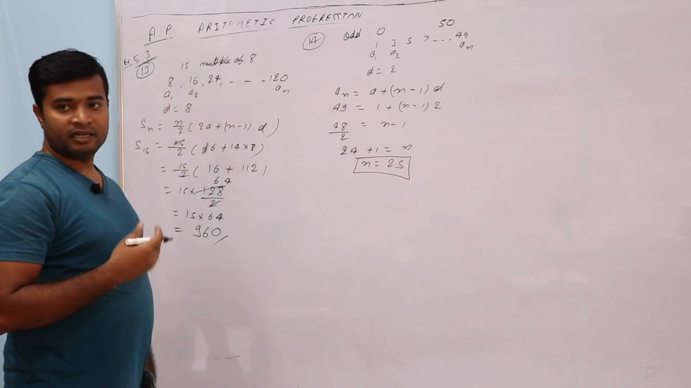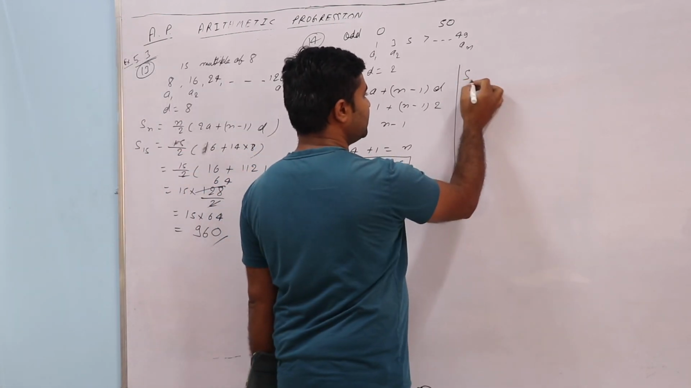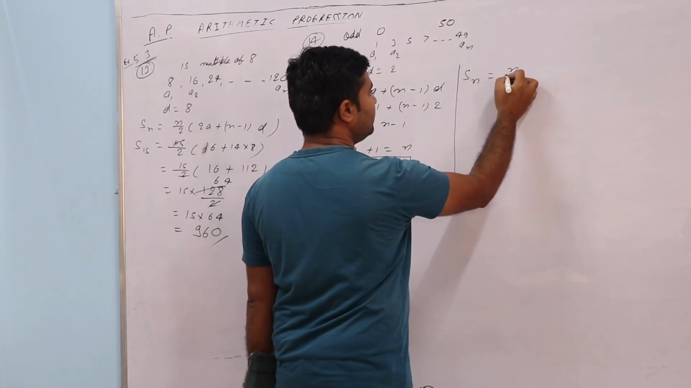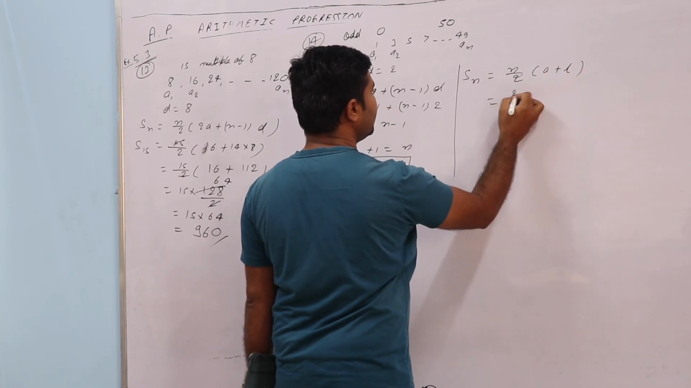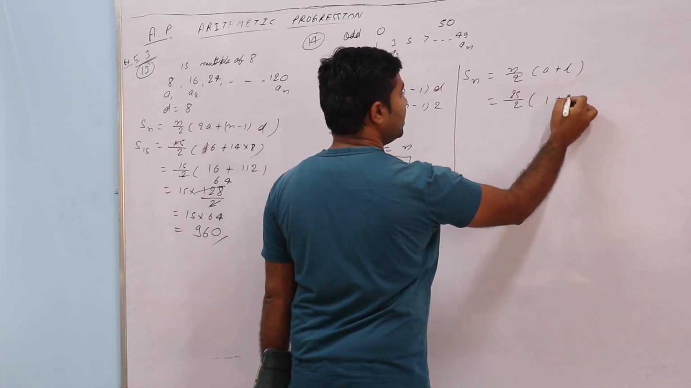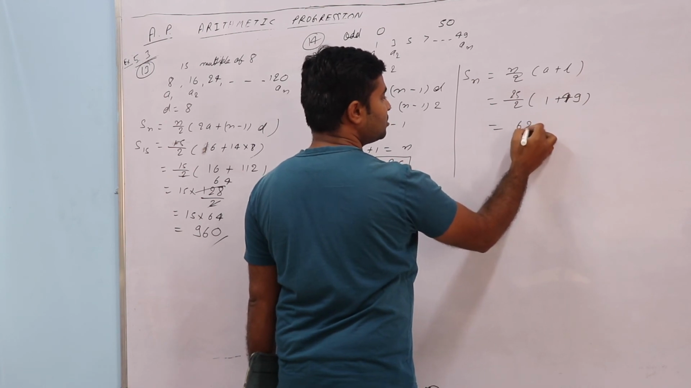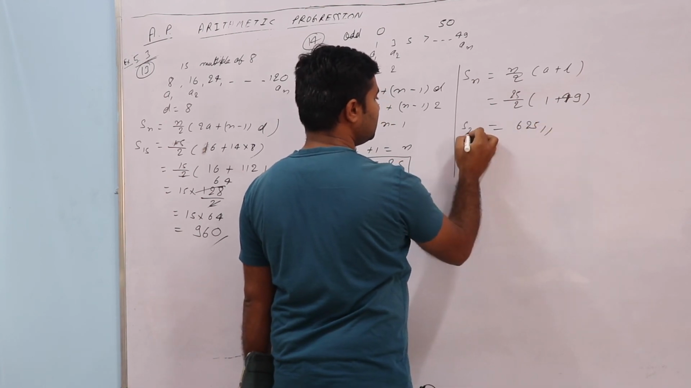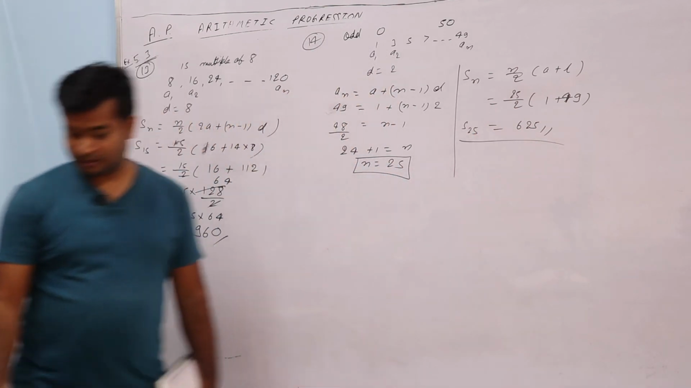Now it is asking its sum. So Sn is equal to n by 2 into a plus L. So n is 25 by 2 into a is 1 plus L is 49. So 25 into 25, 625.